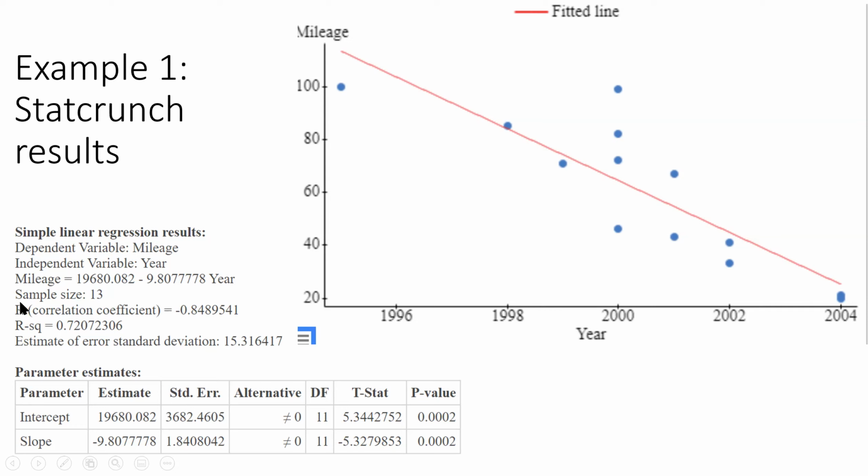In StatCrunch, the correlation coefficient is denoted by capital R. In a lot of sources, it's actually a lowercase r. And we see the correlation coefficient there is negative 0.84895, which is a decent correlation, but not a perfect correlation, as our graph shows. So let's write down our model, our regression line.